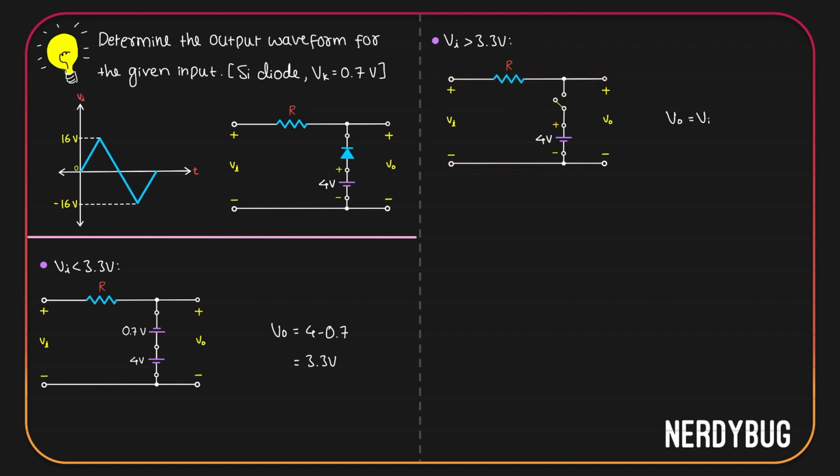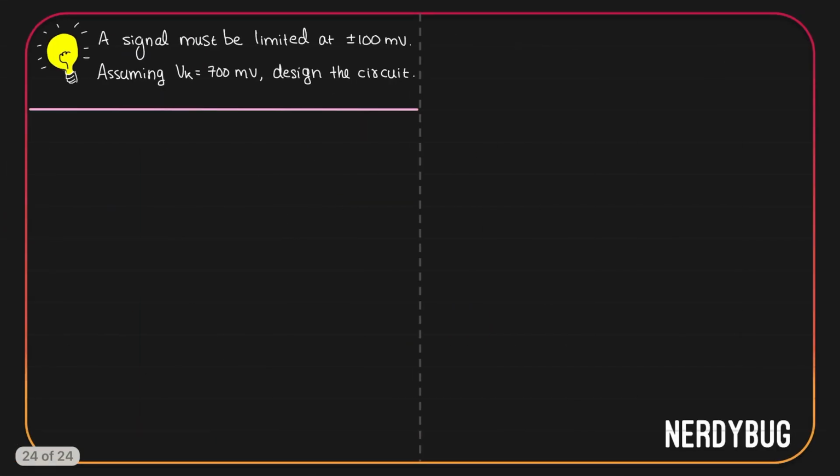Now, if we plot the output waveform, this is what we get. Whenever input is less than 3.3 volt, output is supposed to be 3.3 volt. You can see that over here. Whenever input is less than 3.3, output is simply 3.3 volt. Also, whenever input is greater than 3.3 volt, output should be equal to input, and that is exactly what we have over here. Let us solve a final problem.